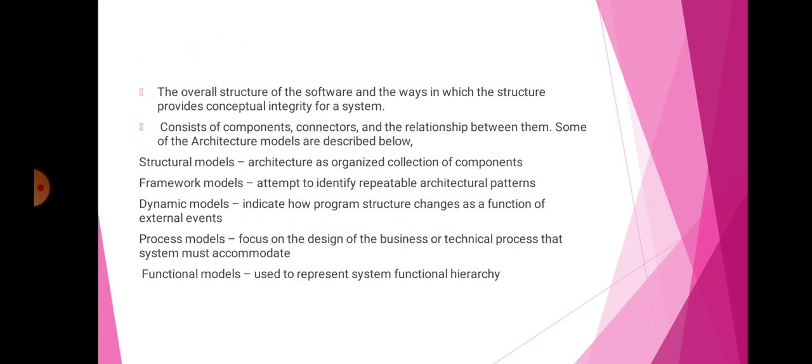First is the structural model, which treats architecture as an organized collection of components. Then the framework model attempts to identify a repeatable architectural pattern. Then dynamic models indicate how program structure changes as a function of external events. Then the process model focuses on the design of the business or technical process that the system must accommodate, and functional models are used to represent the system's functional hierarchy.